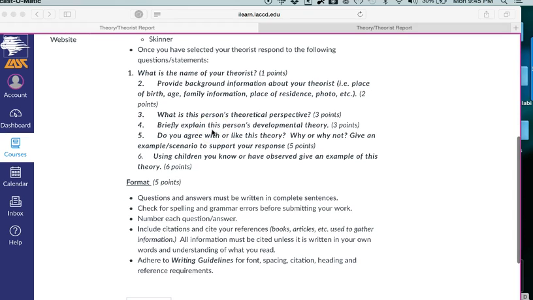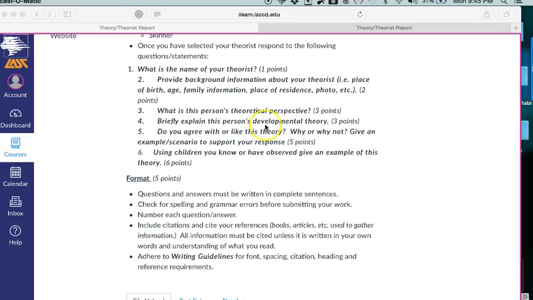So now number 4, briefly explain this person's developmental theory. So if you're explaining a theory, you feel that you really know it and you're grounded in it, then you're going to briefly explain it in your own words. If not, if you're using another source to help you explain this theory, you have to make sure you include citations, and then you have a reference at the end for the source that you use.